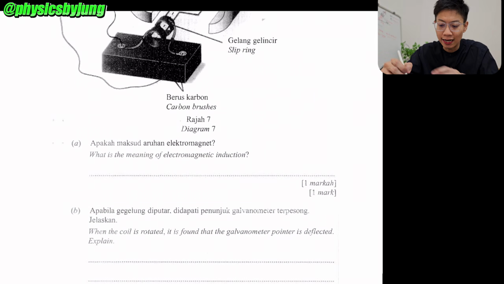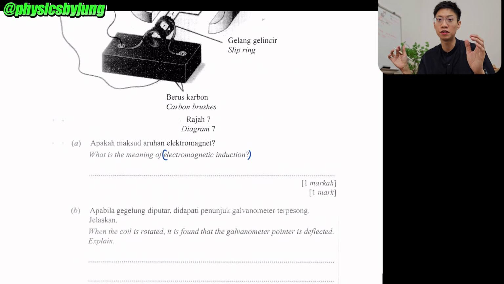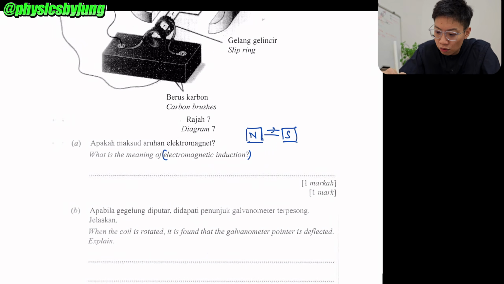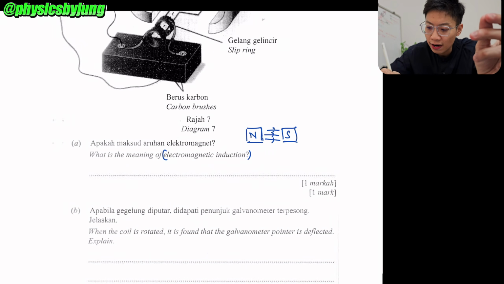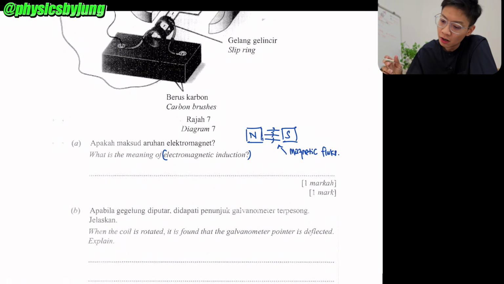Okay, first of all, what is electromagnetic induction? Okay, for people who don't know how electricity is being created, the general idea is electricity is being created by this thing called electromagnetic induction. So maybe you have a north-south magnet. Why did I write Utara Selatan? Okay, let's say north-south magnet. So in between your magnet, you will have these lines, which the proper term is called magnetic flux.